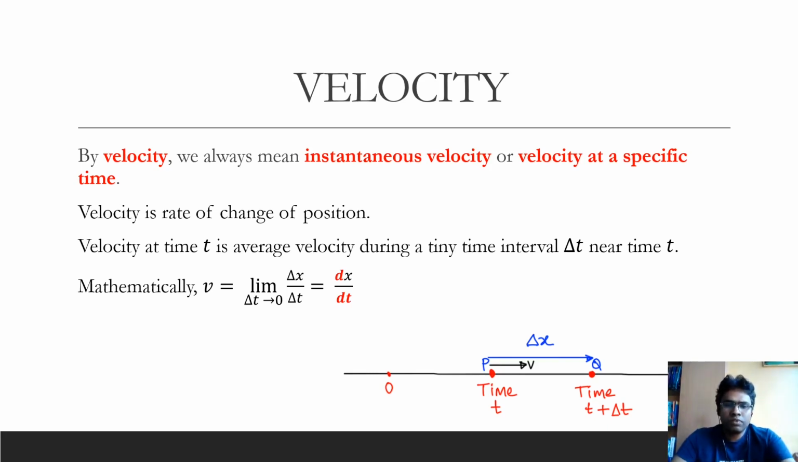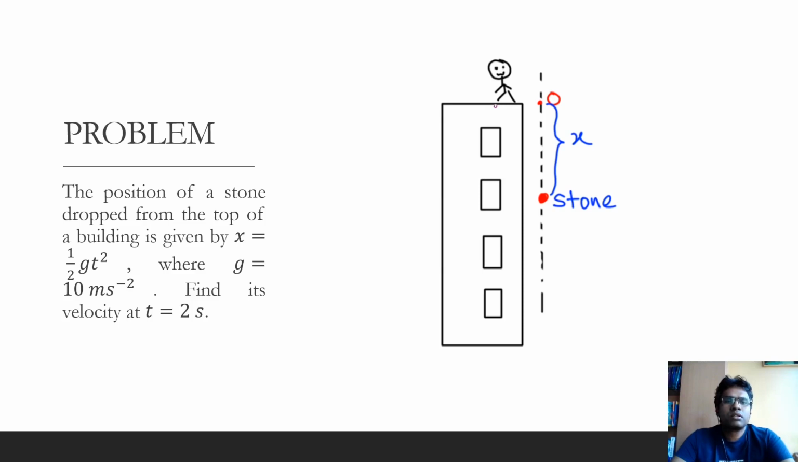So what we will do here is take an example to really understand this. Okay, if you look at this problem, let's say a kid drops a stone from the top of a building, and here the position of the stone is given as a function of time. Now, using this position, we want to evaluate the velocity of the stone at t equal to 2 seconds.